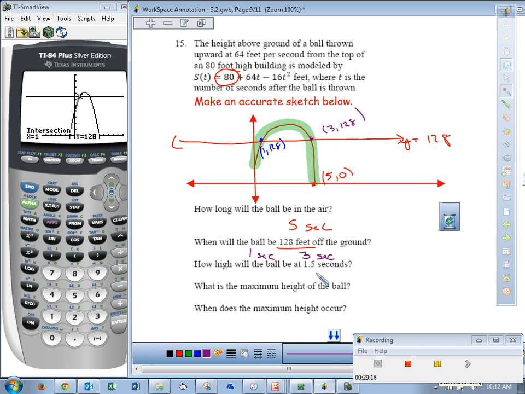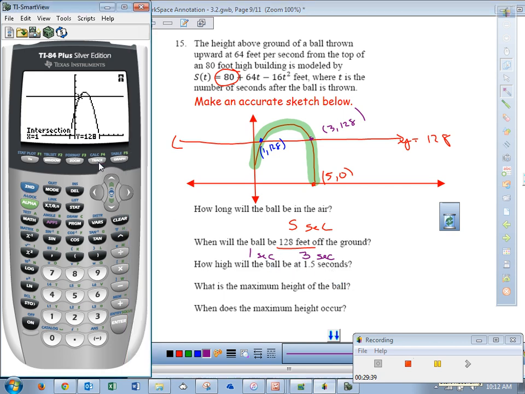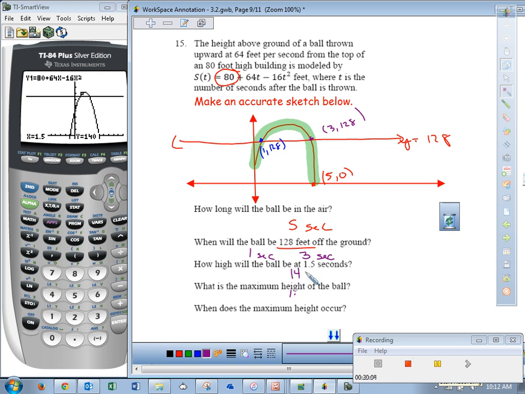When will the ball be at 1.5 seconds? Are we okay? When is that 1.5 seconds? Go to second calculate. If they give you an x value, all you have to do is choose option 1, value, and type in 1.5, and it'll tell you at 140 feet. You also could have just hit trace 1.5, and it'll do the same thing for you, right? If you just hit the trace button and hit 1.5. So 140 feet. Don't need to put that on the graph.